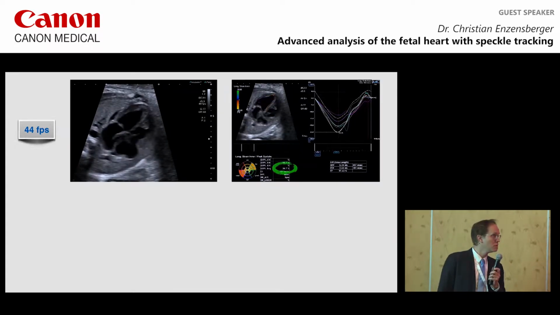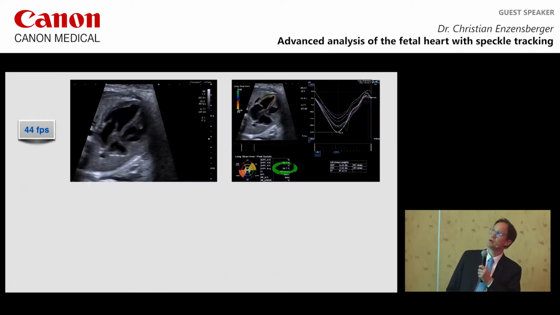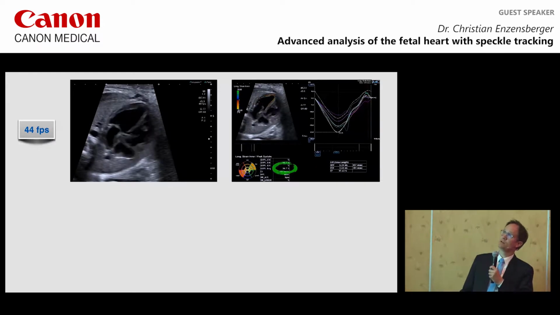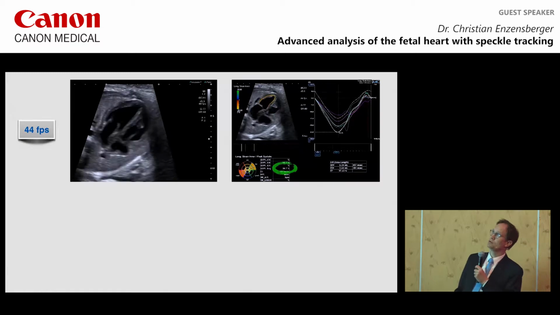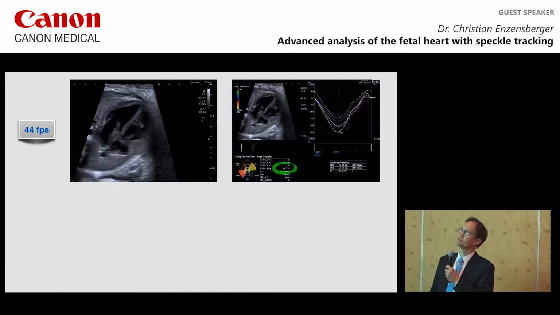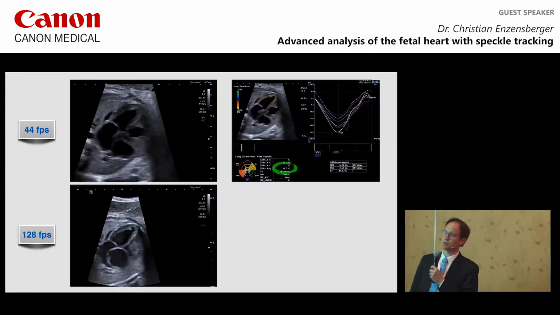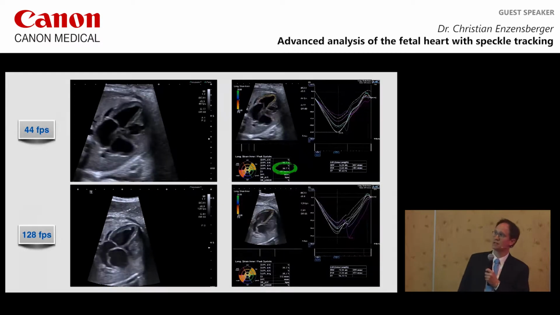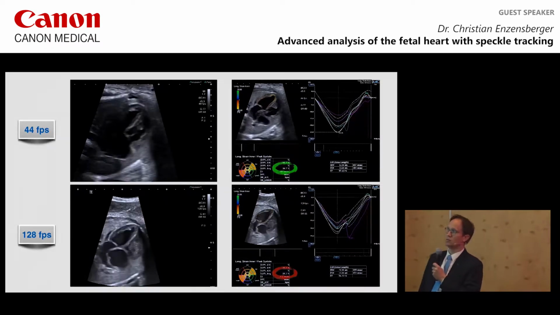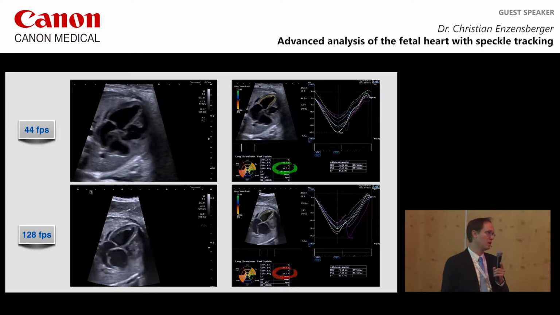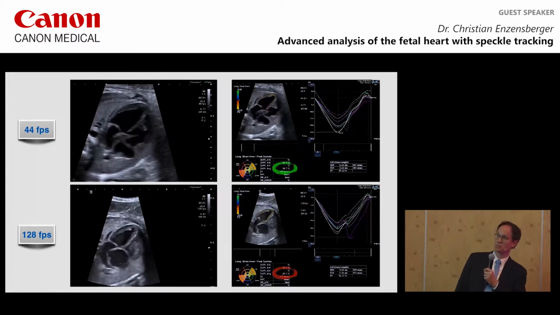This is, yeah, it's 38 weeks. We have here 44 frames per second. You can see global longitudinal strain of 20.7%. And now we have 128 frames per second. It's the same patient. Here, minus 20.3%. Actually, it's quite similar.